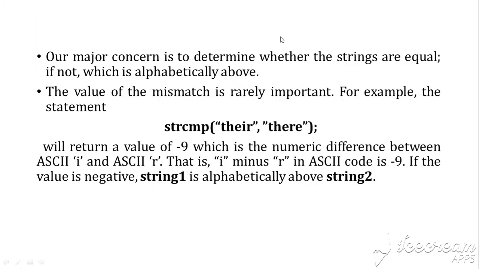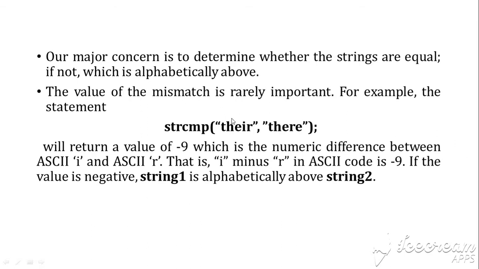So our major concern is to determine whether the strings are equal, and if not, which is alphabetically above. So the value of the mismatch is rarely important. That's the reason we say it either returns a 0 or some non-zero value.